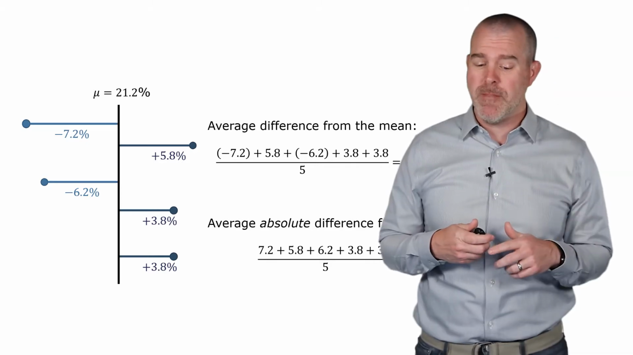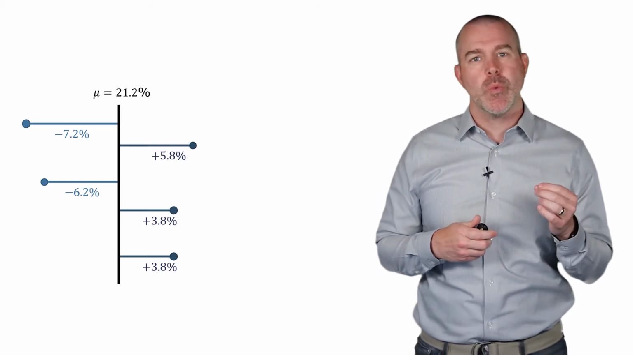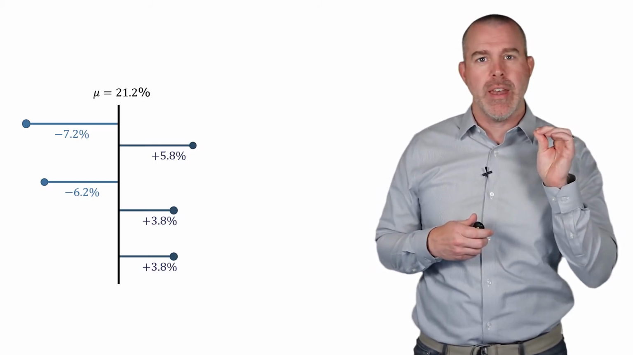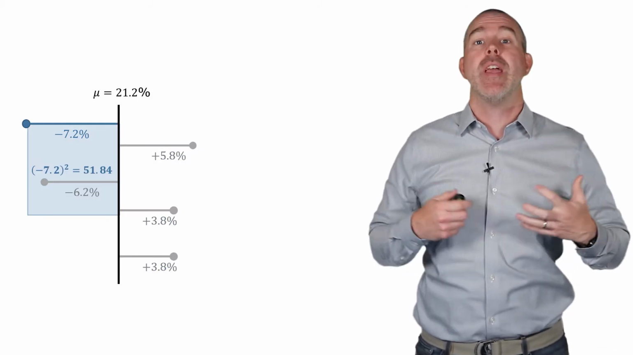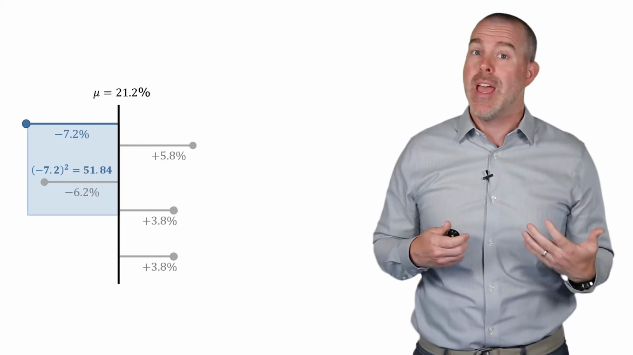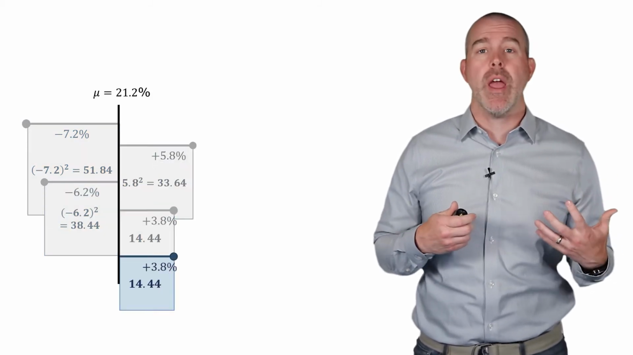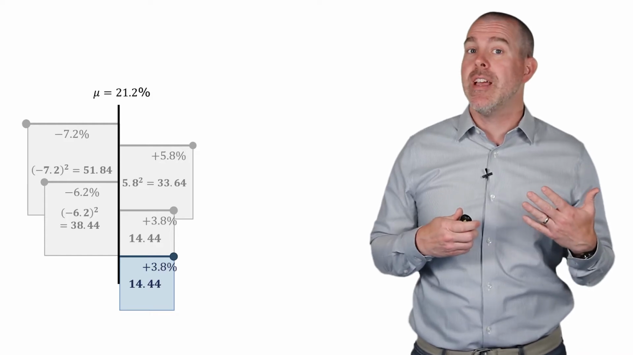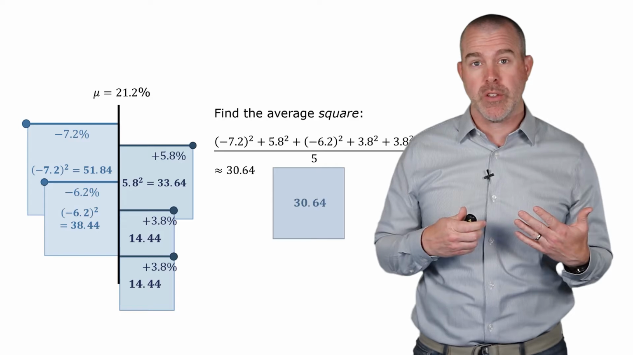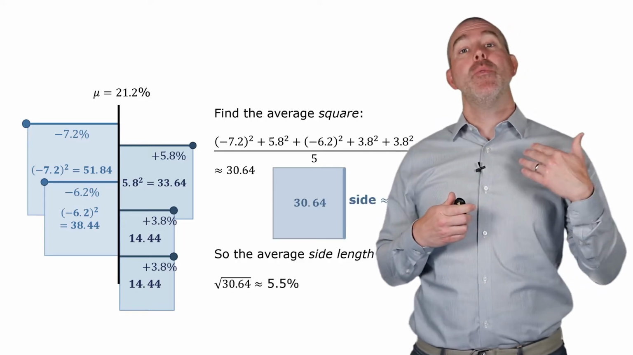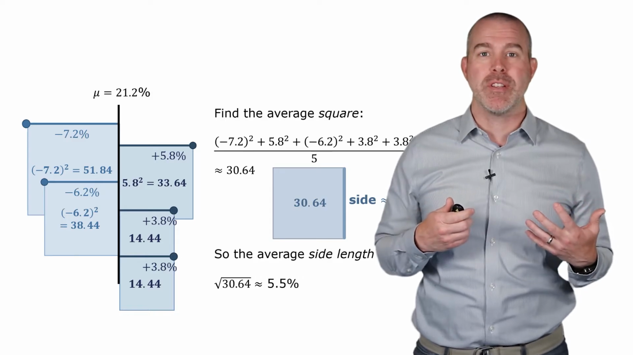What we're going to do instead, and be patient here and work with me, is for each of these we're going to square that number. So the negative 7.2, we're going to square it and get 51.84. Think of that as the area of a square. And we'll do that for all the other four, and we get all of these squares. What we can do instead is find the average square, that's 30.64, and then take the square root to find the average side, and that's about 5.5%.